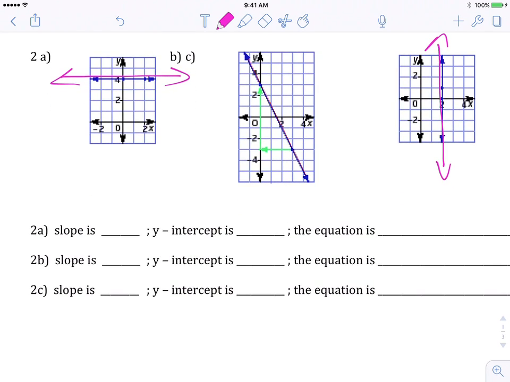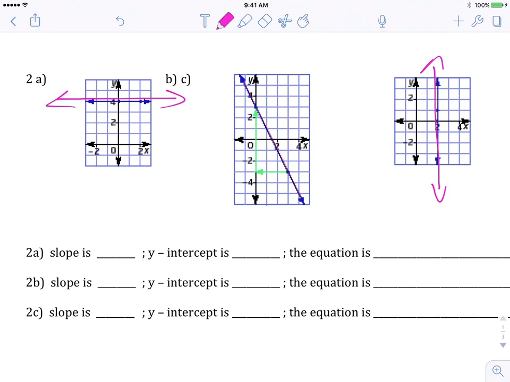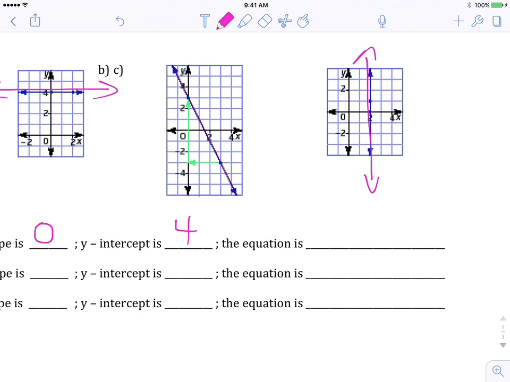I want to start with the first one, 2a. The slope is 0 because, like I mentioned in the last lesson, kind of like a roof. You can have a flat roof and there's no slope to it. The y-intercept is 4 because it runs through 4 on the y-axis. And technically, you may want to write y equals 0 slope times x plus 4, but we know that 0 times x is 0.